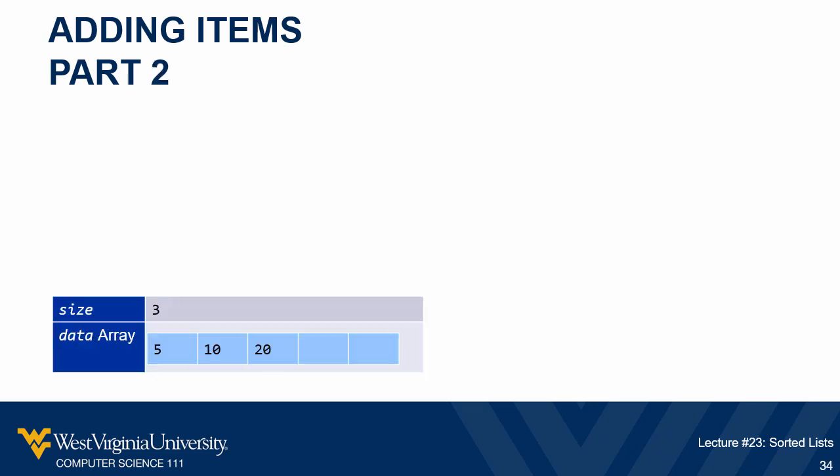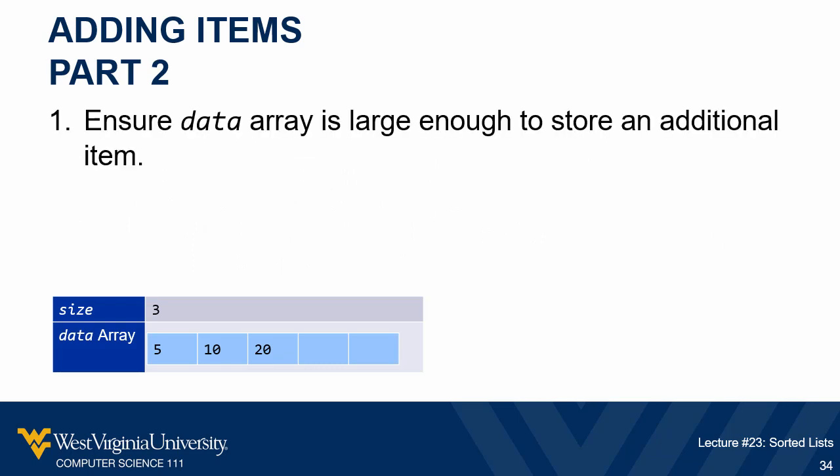When we want to store new things in our array-based sorted list, we're going to start off by making sure that there's actually room for that new item. We're going to look to see if there are any empty elements in our array. If there are, we're fine and we can move on. If the array is completely full, we'll have to replace it with a larger array before continuing.